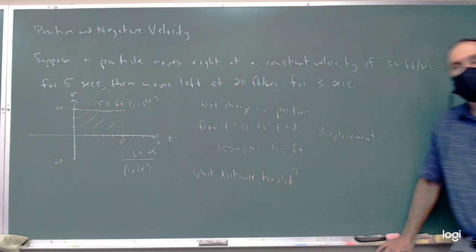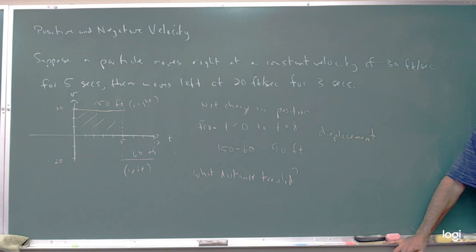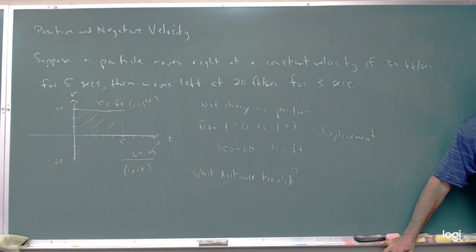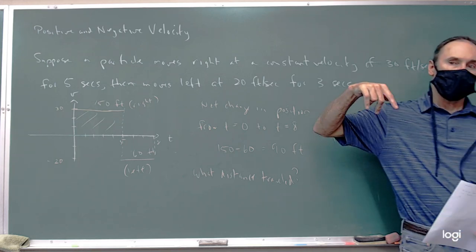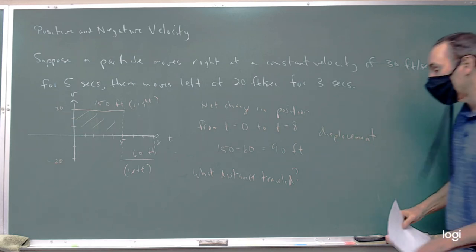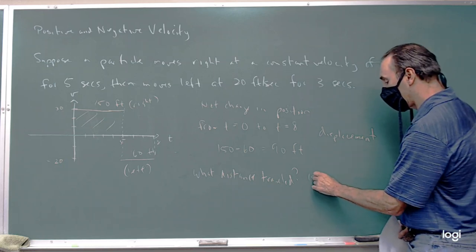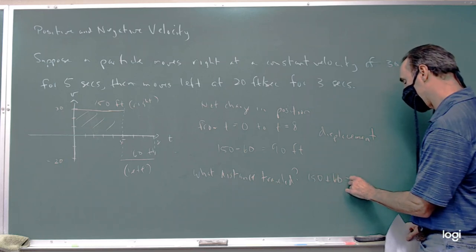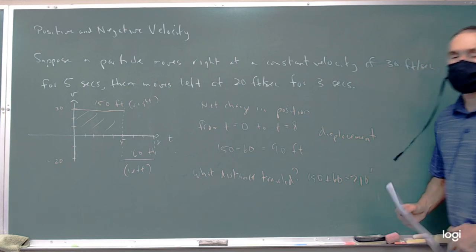So there, we don't really care about where it ended up. It's more like counting steps. You know, this thing moved 150 feet and it changed direction, but then it moved another 60 feet. So the distance the particle actually traveled would have been the 150 plus the 60. It traveled 210 feet.